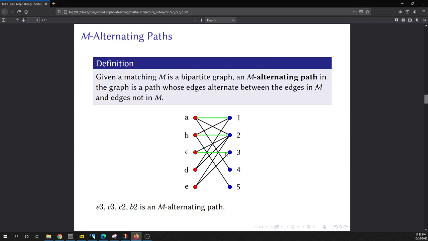All right, and so if you take a look at this path, E3, so that's this path right here from E to 3, that was a black edge, right, and then C to 3, a green edge, and then from C to 2 along a black edge, and then from B to 2 along a green edge, right? So that is an M alternating path from the vertex E to the vertex B, right? Because it alternates. The black edges are not in the matching. The green edges are, right? So it alternated black, green. So that's an M alternating path.